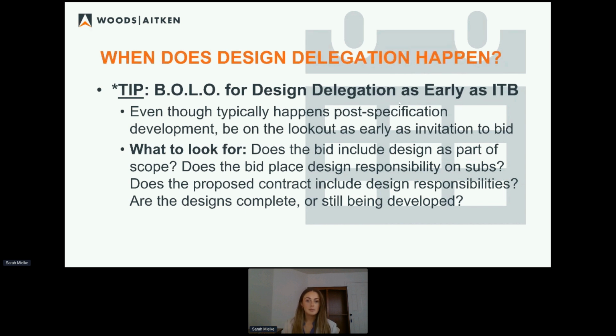Does the bid place design responsibility directly on subcontractors? Does the proposed contract include design responsibility at all? Are the designs complete or are they still being developed? In a design build project, we know the answer to that one almost always, the designs are going to be incomplete. That alone is not necessarily enough to give a design delegation legs, but coupled with one of these other factors, it definitely could be. So again, just something to be on the lookout.